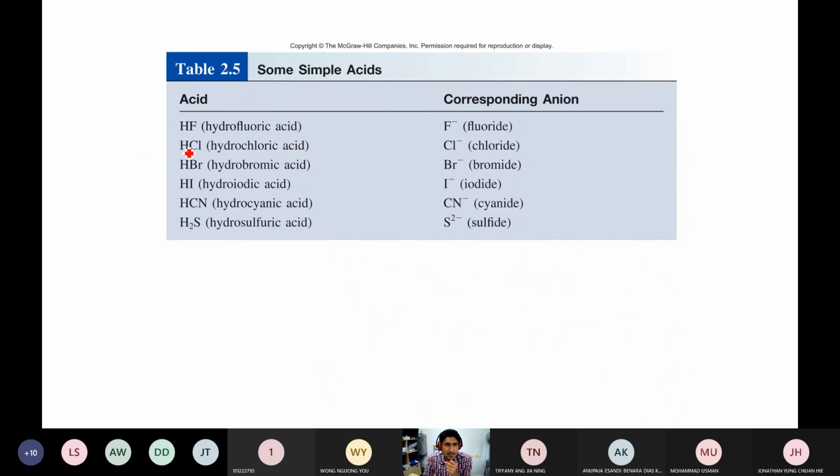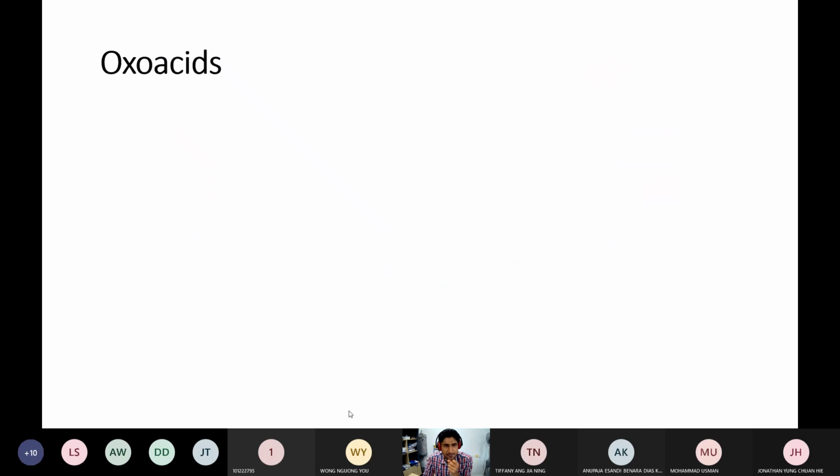So the names of the simple acids, as we have seen earlier: hydrogen fluoride, hydrogen chloride, hydrochloric acid, and in the gaseous medium it will be hydrogen chloride, hydrogen bromide, if they are gas, not acid. But when they are acid, hydrobromic acid, hydroiodic acid, hydrocyanic acid, all these things. Oxo acids.